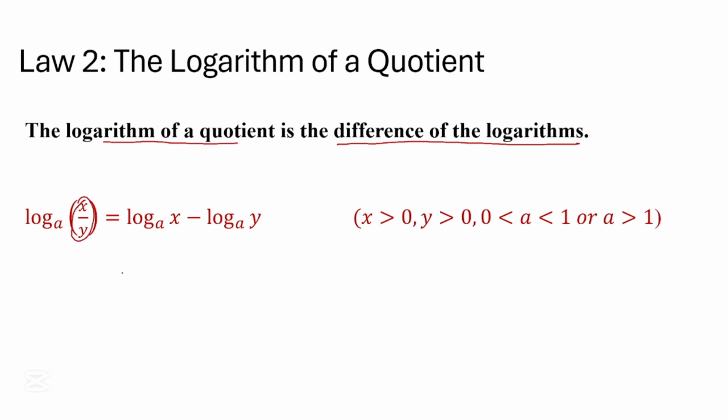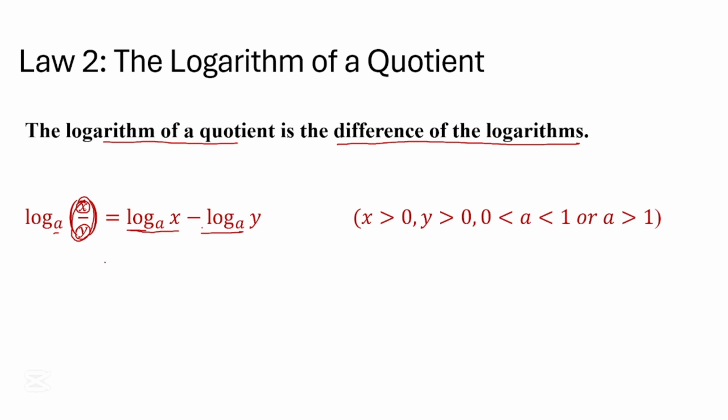That's a quotient. Logarithm of x divided by y to base a is equal to logarithm of x to base a minus logarithm of y to base a. Please take note, the logarithm of the denominator is subtracted from the logarithm of the numerator. The denominator is y, and the numerator is x here. So logarithm of y to base a is subtracted from logarithm of x to base a. Please take note of that.